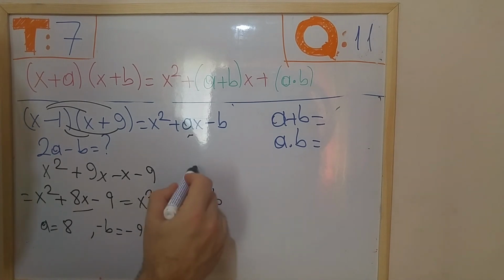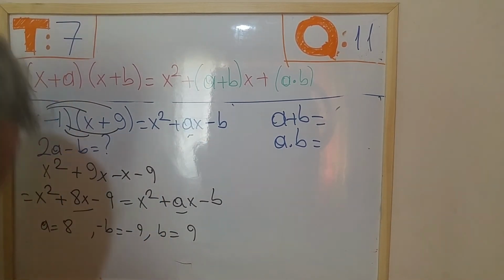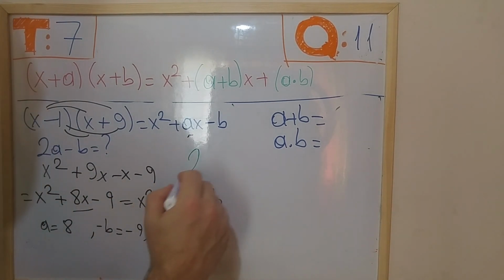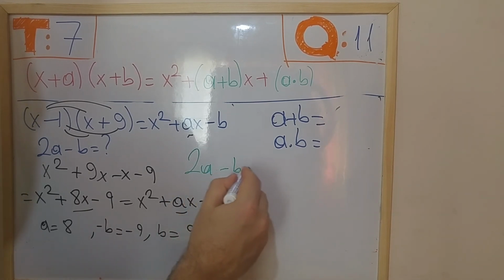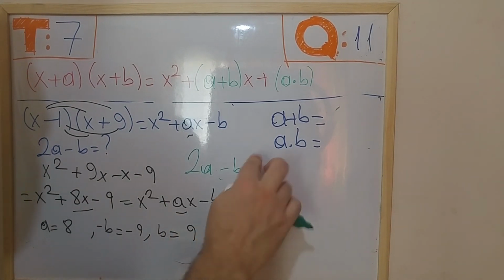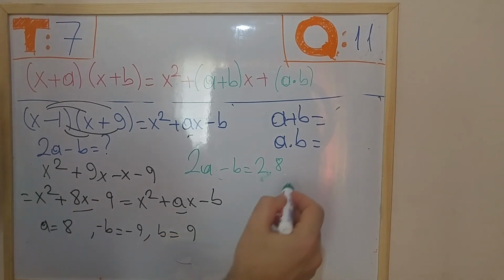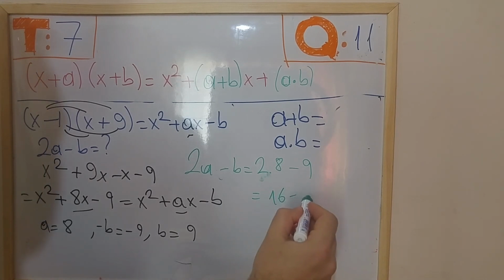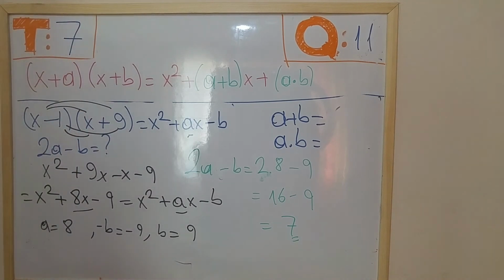Let's do it. 2a, I don't want you to get confused, so I'm going to use another color. Let's say green. 2a plus, minus b is equal to, a, as you know, is equal to 8. So 2 times 8 minus b, which is equal to 16 minus 9, which is equal to 7.